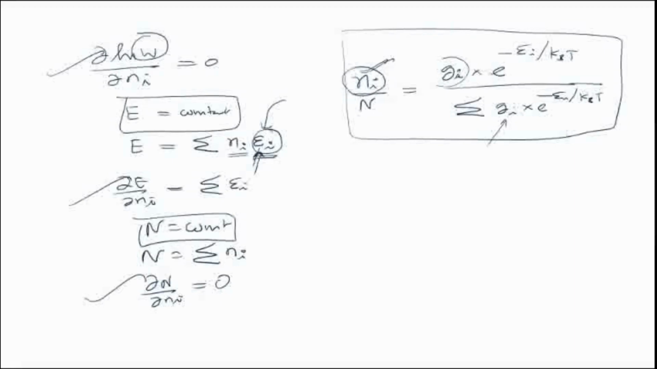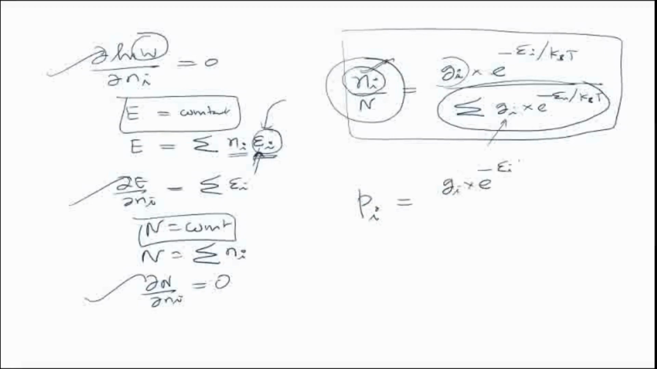And this denominator quantity is what we call the partition function. I'll discuss that later. Now this Ni/N is what we call probability, the probability of occupying the ith state. What's the probability of occupying the ith state in the most probable macrostate? Which is nothing but Gi e^(−Ei/kBT) over the summation of Gi e^(−Ei/kBT). So this formula will give you the probability of occupying the ith state in the most probable macrostate.